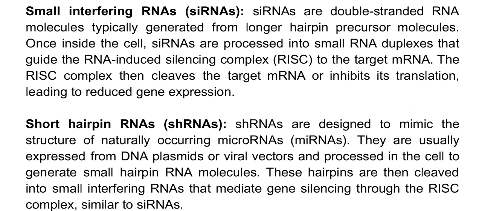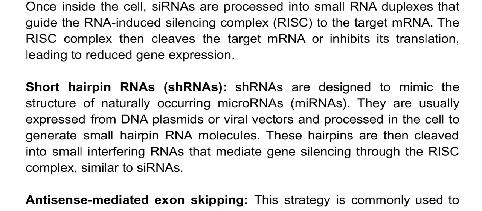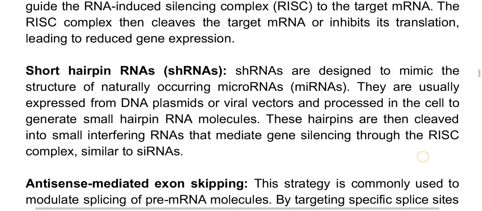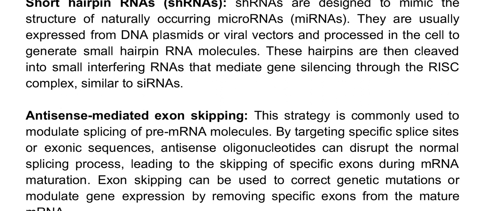Then short hairpin RNAs, shRNAs, are designed to mimic the structure of naturally occurring microRNAs. They are usually expressed from DNA plasmids or viral vectors and processed in the cell to generate small hairpin RNA molecules. These hairpins are then cleaved into small interfering RNAs that mediate gene silencing through the RISC complex, similar to siRNAs. Then antisense-mediated exon skipping.